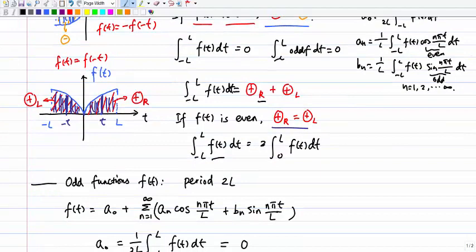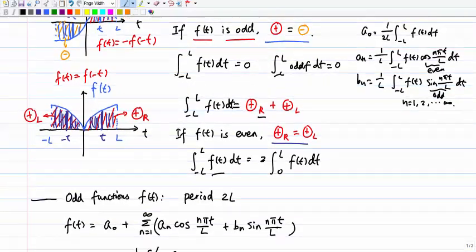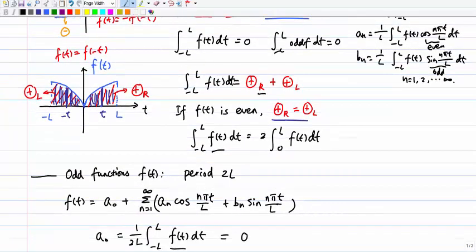Now let's take a look at what the Fourier series is for an odd function. Based on the property I mentioned, you can simplify the computation of the Fourier series for even and odd functions. So let's say f(t) is an odd function and is also periodic with a general period of 2L. We want to see if there's any way we can simplify the computation of a0, an, and bn.